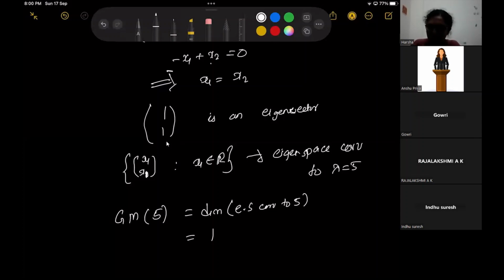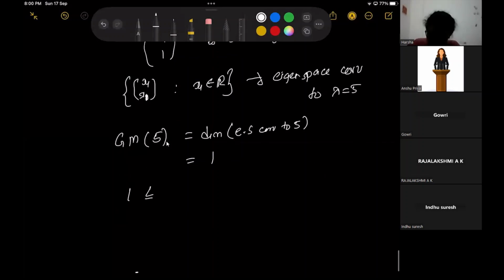So from here also you can see 1 is less than or equal to the geometric multiplicity of lambda, which is less than or equal to the algebraic multiplicity of lambda. Actually, here both are equal. The algebraic multiplicity and the geometric multiplicity are 1. It need not be true always.